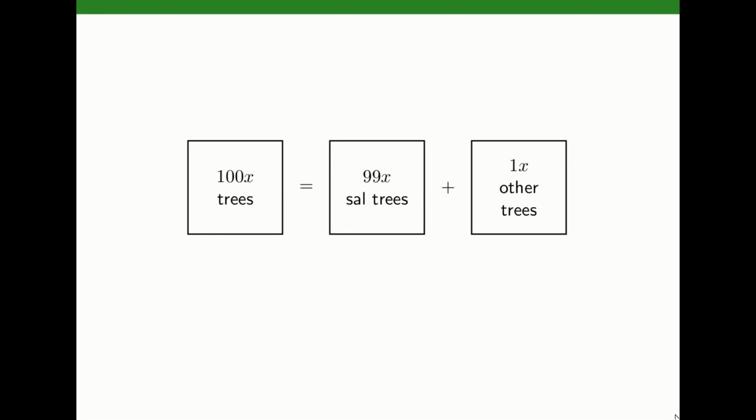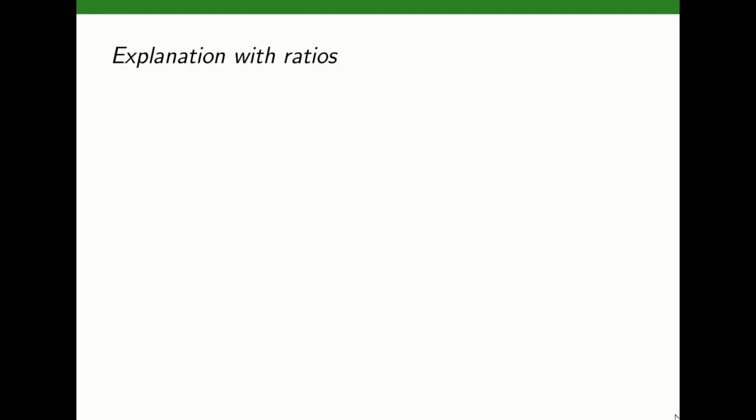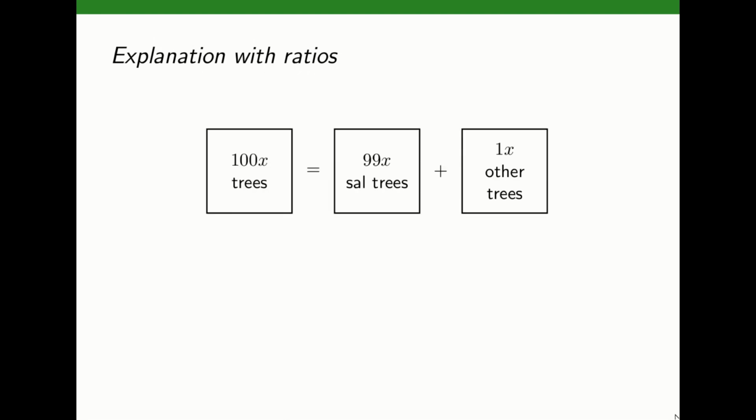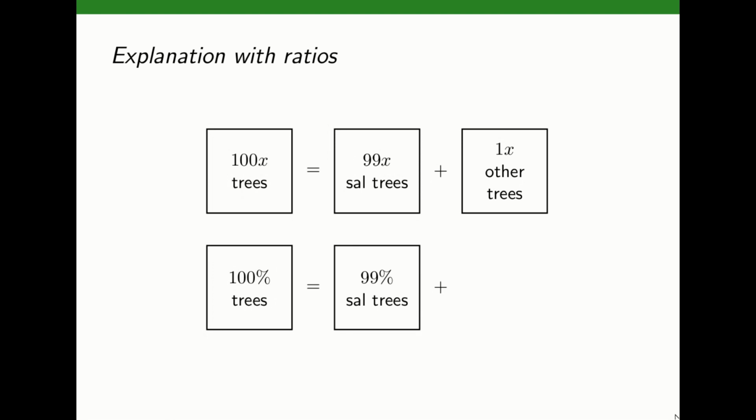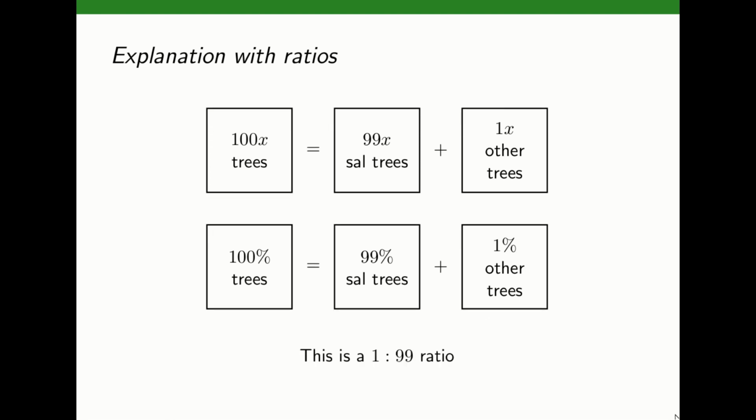So I'm doing this problem in two ways. The first way is using ratios. So here, instead of saying 100x trees in the forest, let's say there are 100% trees, right? And then we say of which 99% trees are sal and 1% trees are other variety. So this is a 1:99 ratio.